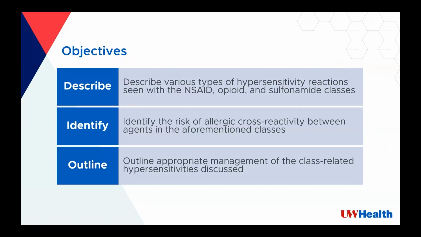Our main objectives are to be able to describe the various types of hypersensitivity reactions seen in the NSAID, opioid, and sulfonamide classes, identify the risk of allergic cross-reactivity between agents in these classes, and then outline appropriate management of the hypersensitivities discussed and talk about what these patients can safely receive in these situations.